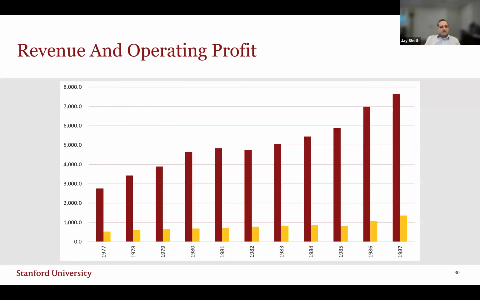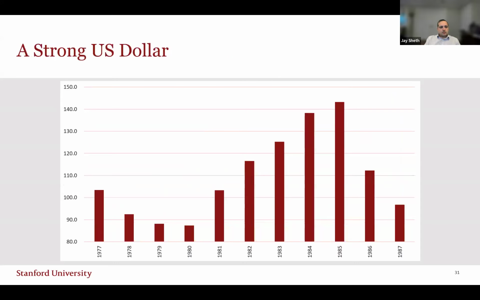Here's a history. You can see the revenue and operating profit. So revenue, from 1977 to 1987, it grew. From 1980 to 1984, you can see it kind of flatline and then started to grow again, right? So why did it flatline? It's really because of the strength of the US dollar. If you look at this chart, you'll see that between 1980 and 1985, the dollar increased significantly. It actually went up about 64%. This is the price of the DXY dollar index. So basically, from 1980 to 1985, it went up 65%, or about 10% per year.